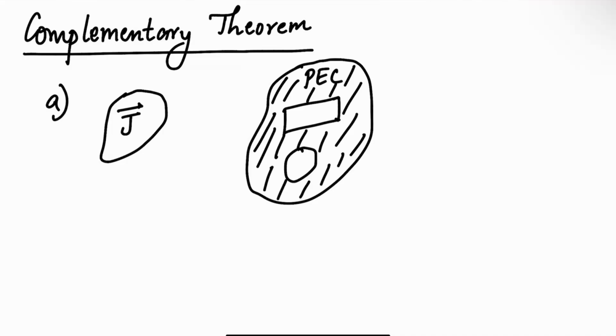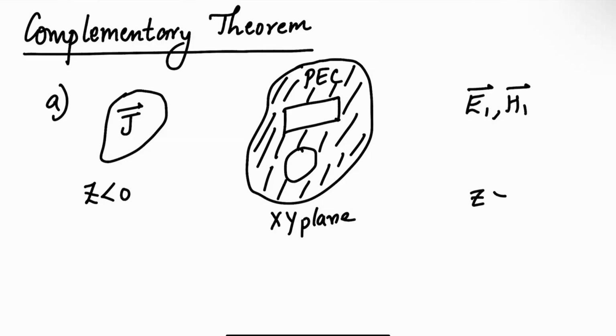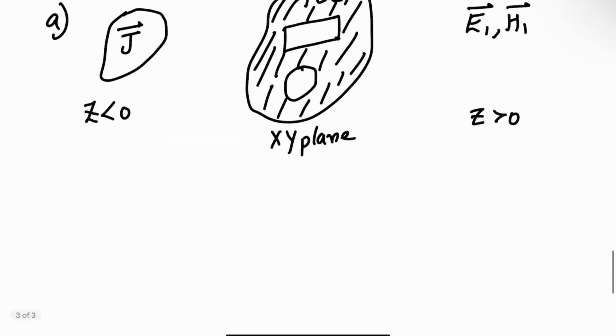Okay. So for now, we'll assume this PEC is in the XY plane. The currents are in Z less than 0, and we're looking at fields on Z greater than 0, E1, H1. So you have some current distribution in Z less than 0. You have a PEC sheet with some holes on the XY plane. And in the right half space, which is Z greater than 0, you have some fields. Okay, so that's the first situation.